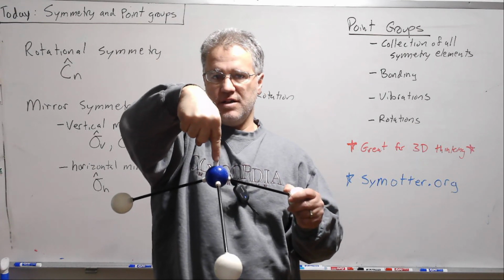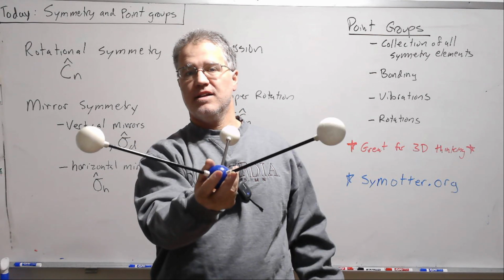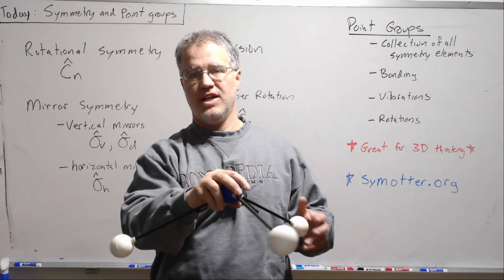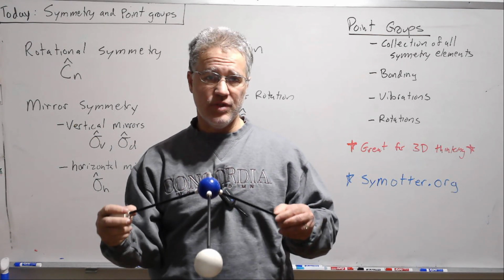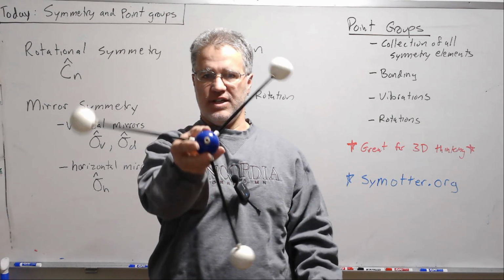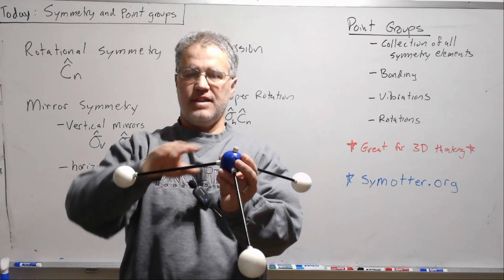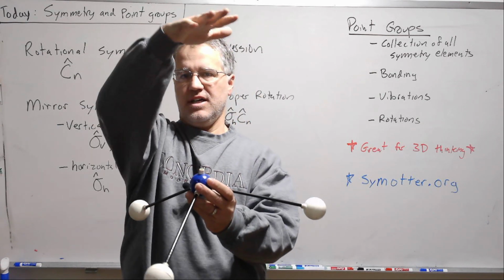So I go here, right? My perpendicular C2s are going to be in this plane. So no matter what, the hydrogens would end up here. So we'd answer no to that. We look for an S6. So that would be a sixth of a rotation, and then mirror reflection. And that's going to put the hydrogens again on the other side.